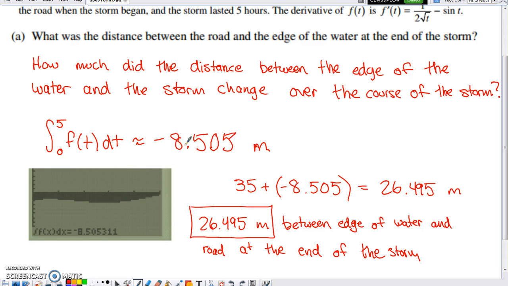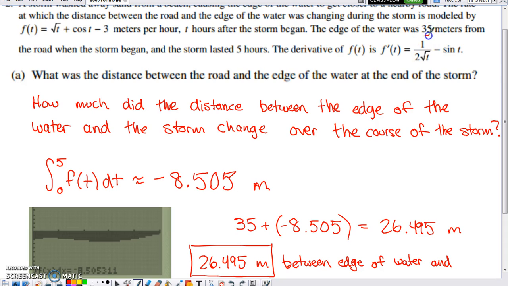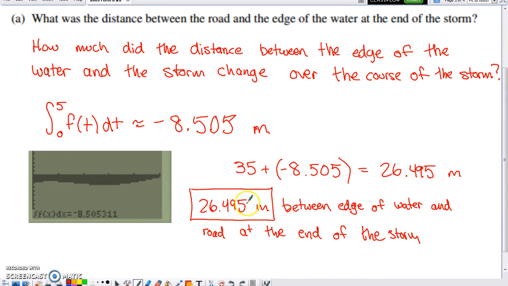But what's the actual distance? Well, that's going to take into account what it started at. And it started at 35 meters, right? They told us that up in the problem statement here. So if I started with 35 meters, I changed by negative 8.505 meters over the course of the storm. I'm looking at 26.495 meters between the edge of the water and the road at the conclusion of the storm.